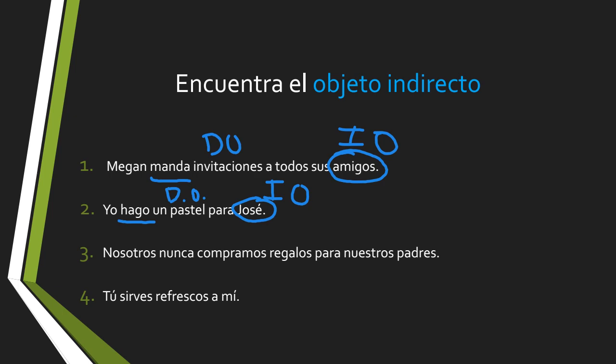or anything like that. Número tres, nosotros nunca compramos regalos para nuestros padres. So we never buy gifts for our parents. That's kind of sad, right? So it might be tricky to find the verb here, but nunca is never. So that's not your verb. Compramos is your verb.